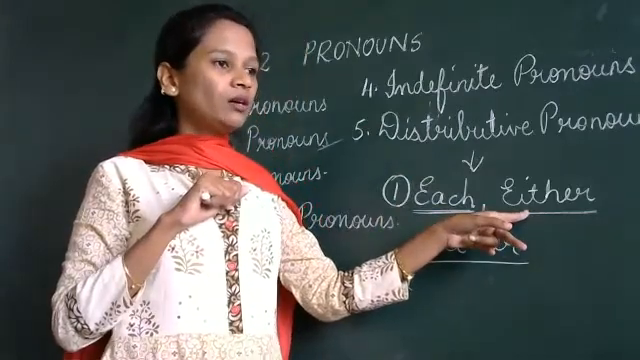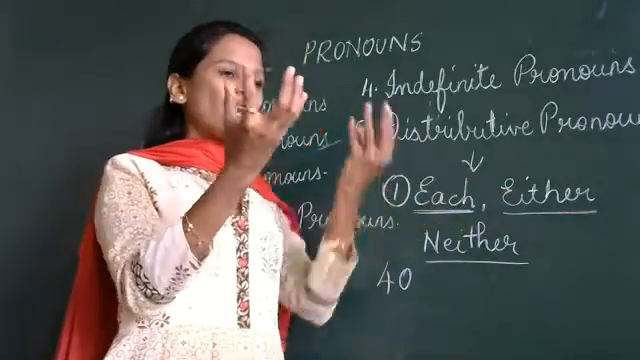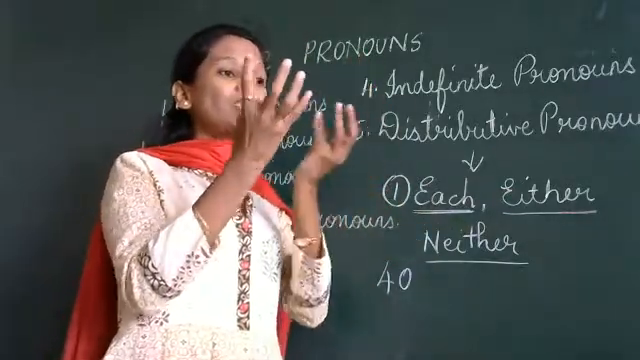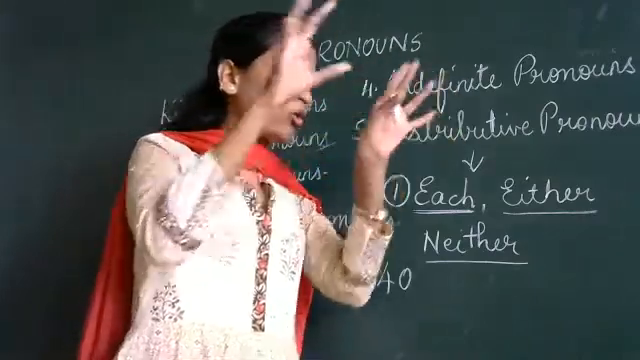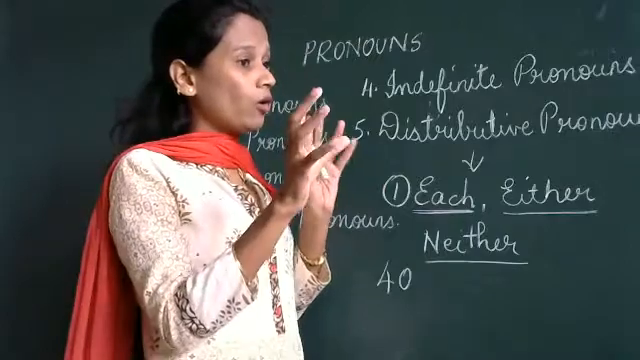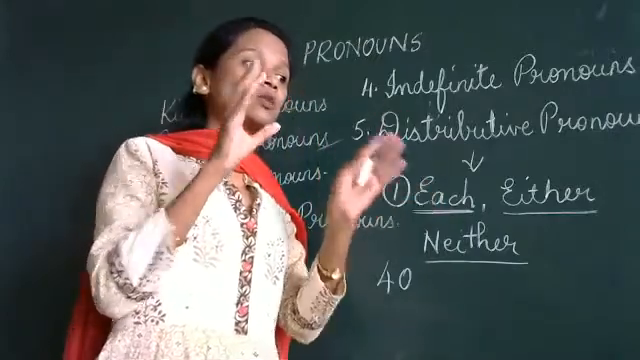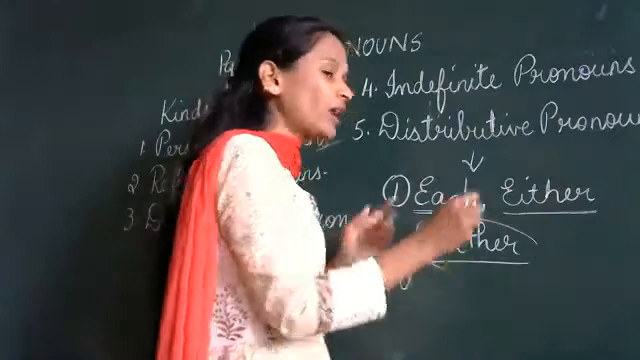Clear? Now I will keep a mango and a watermelon. I will say whichever you like, you have to take, but you cannot take both. You have to choose: either you want a mango or you want a watermelon. So that is called either. And what is neither?